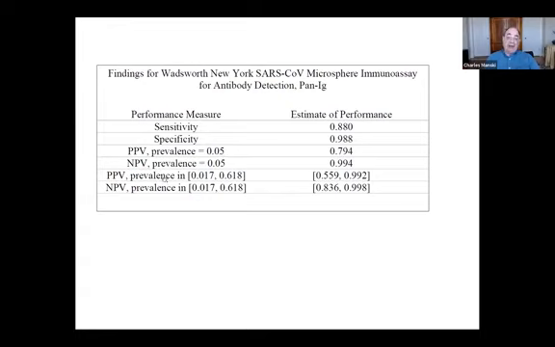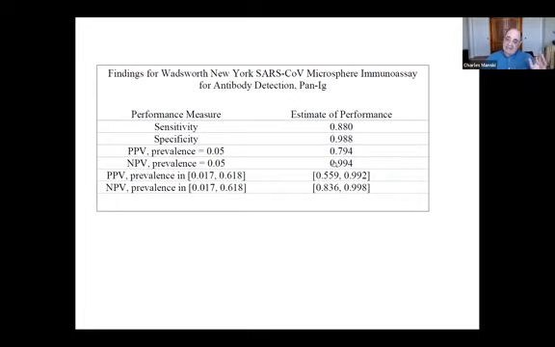Let's instead put a bound on prevalence. So if you come down here on the slide, this is the bound using the New York data, 0.017 to 0.618, and then use that through Bayes' theorem to derive a bound on positive predictive value, and it's a fairly wide bound between 0.559 and 0.992. Do the same thing for negative predictive value, and you get a bound there, it's 0.836 to 0.998. Now this bound is actually pretty narrow. And this for negative predictive value, for positive predictive value, it's pretty wide.